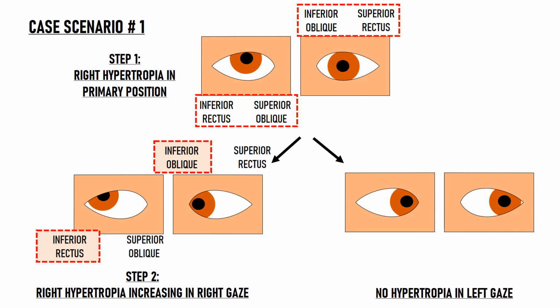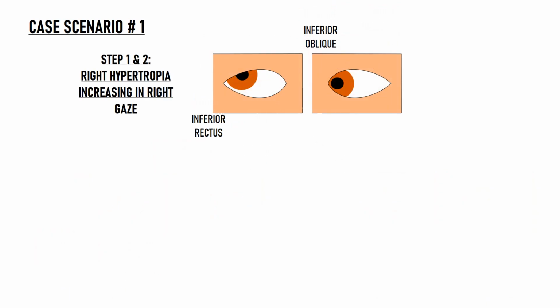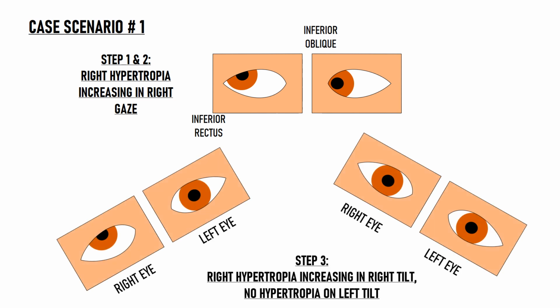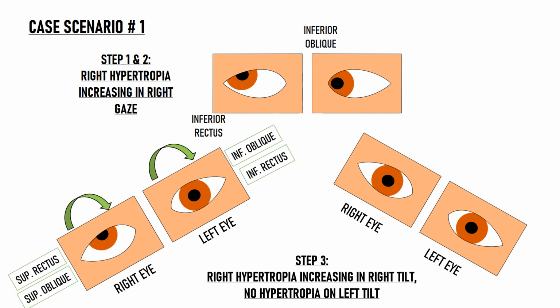Suppose this patient has right hypertropia increasing in right head tilt. We have just learned that in right head tilt, the muscles that are active are right eye superior oblique and superior rectus and left eye inferior oblique and inferior rectus. And it is because of the imbalance between these four muscles that has caused hypertropia, because the other four muscles are not active in this tilt. By step 2, we are left with only two muscles, right eye inferior rectus and left eye inferior oblique.